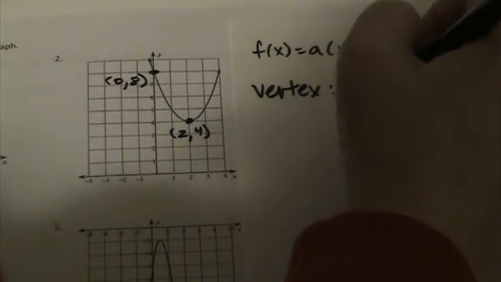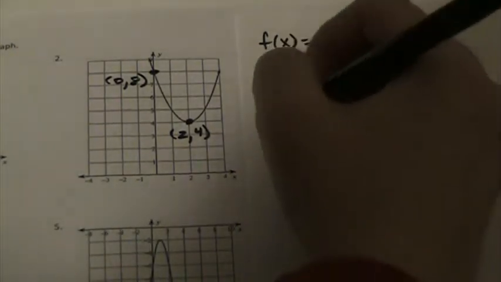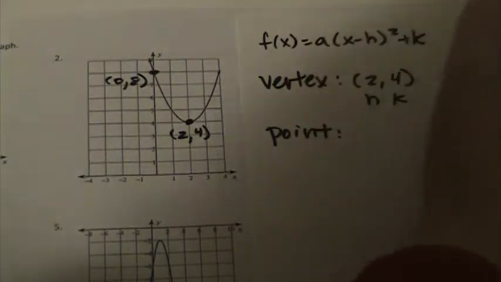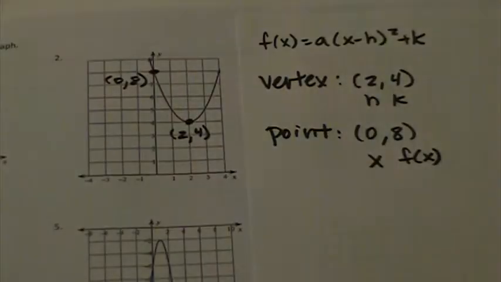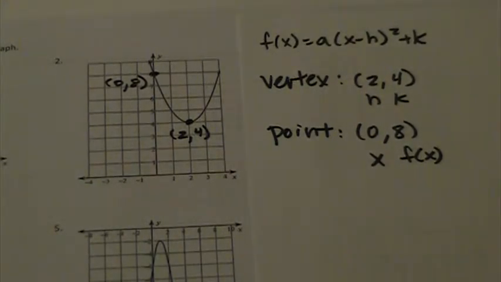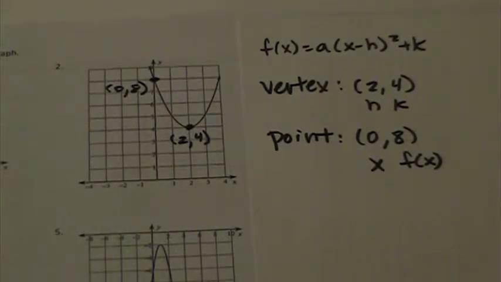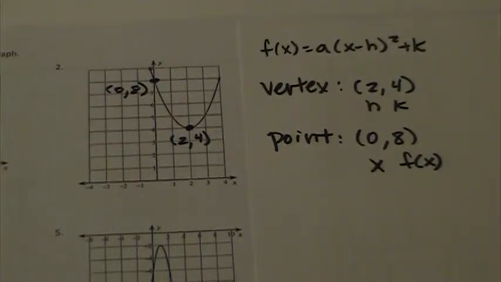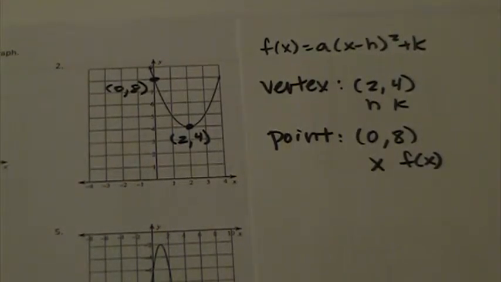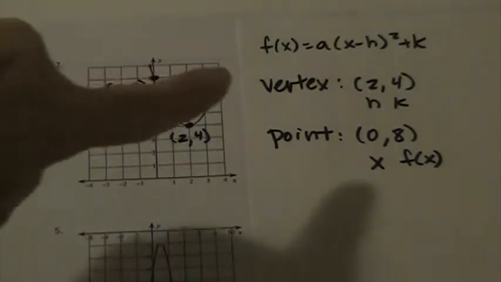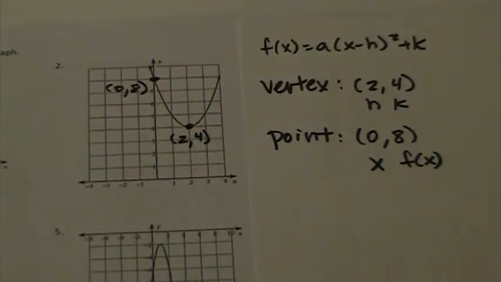It doesn't matter. So my vertex is at 2, 4, and that's my h and my k value. And my point, just any point on the parabola, is 0, 8, and that's my x and my f of x. Remember, f of x is the same thing as y. And the reason we need those 2 points is because we've got to figure out what the a value is. Remember, A determines how narrow or how wide your parabola will get, and one way to determine that is by solving for it using 2 points on the graph, the vertex and some other point.